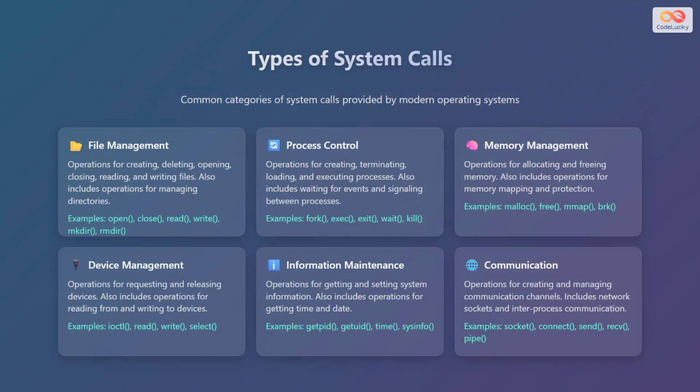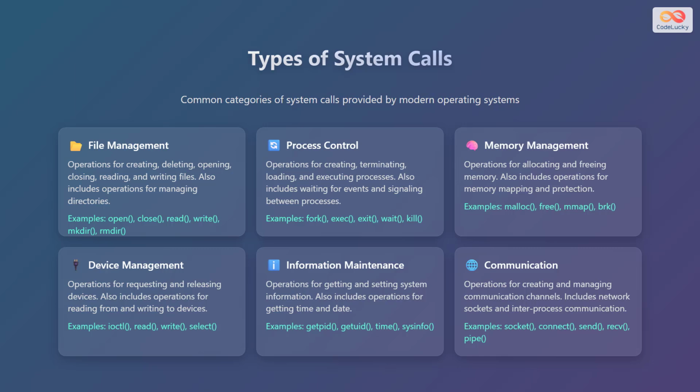Let's see the common categories of system calls provided by modern operating systems. First, file management, which includes operations for creating, deleting, opening, closing, reading, and writing files. It also includes operations for managing directories. Examples include open, close, read, write, make directory, remove directory.